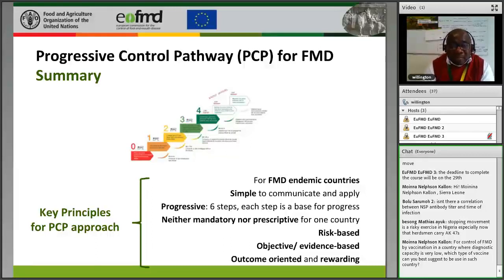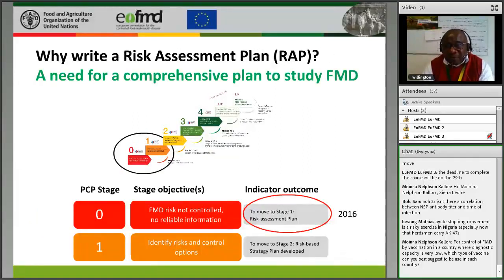It is simple to communicate and apply. It is made up of progressive steps. It is non-prescriptive. No country is forced to do what it doesn't want to do. It's done in a collaborative manner, and above all, it is risk-based. It is based on reducing the risk of the virus in that community, and of course, it has objectives and is evidence-based, with clearly defined outcomes and with benefits that can be obtained from them.